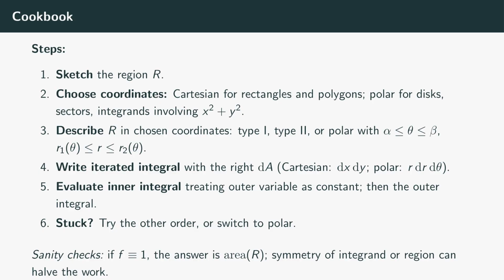Symmetry, both of the region and of the integrand, can often cut the work in half or kill the integral outright. Odd integrand over symmetric region equals 0. With these 6 steps and a bit of practice, most double integrals you'll meet will fall in a couple of lines.